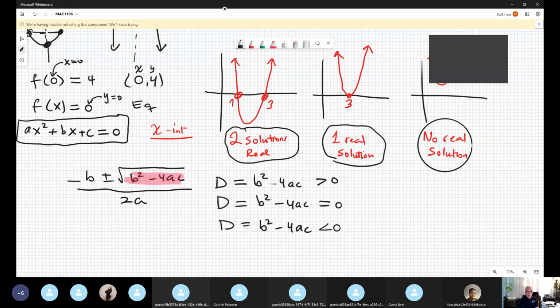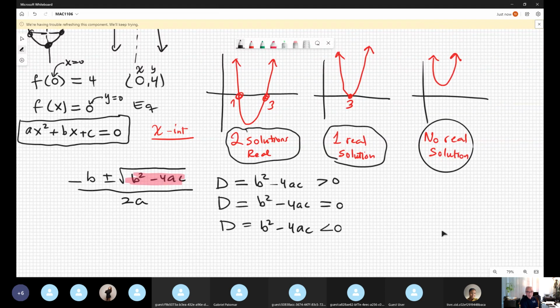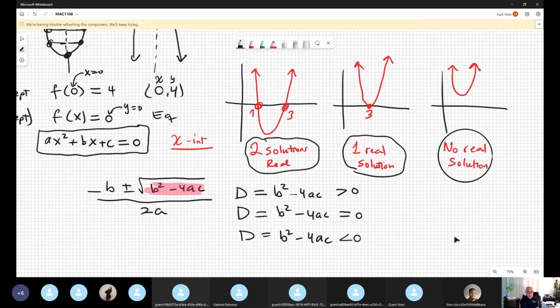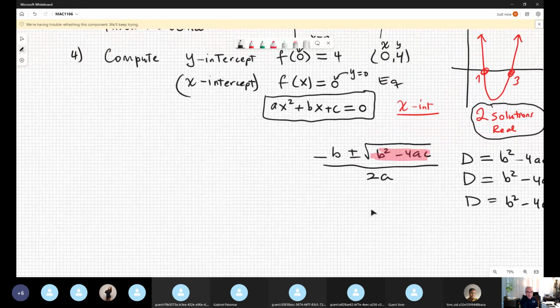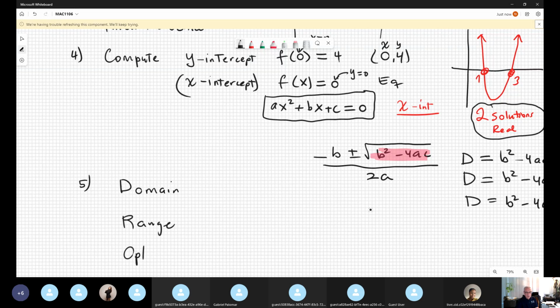Okay. By the way, let me take advantage of this idea. Sometimes they ask you in the test about, let me try one more, number 5: domain, range, and optimization. Let me explain a little what that is.